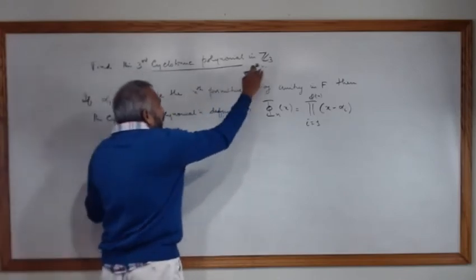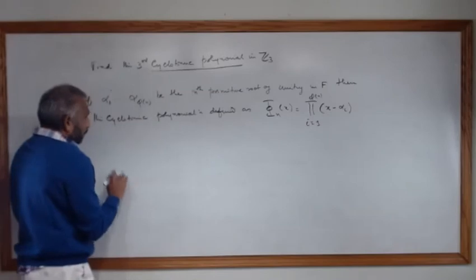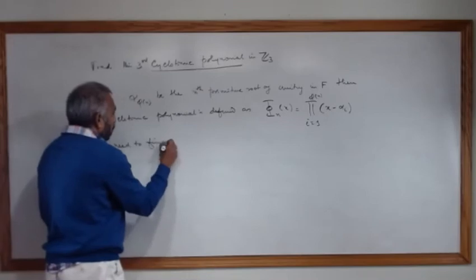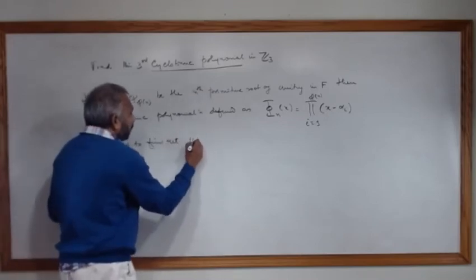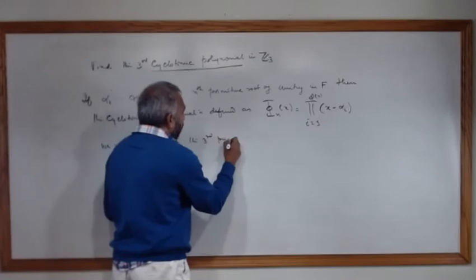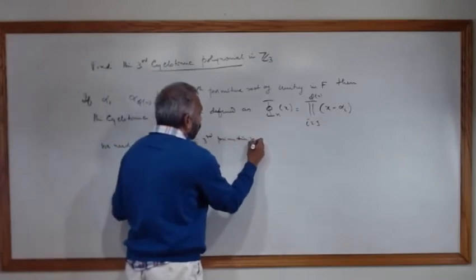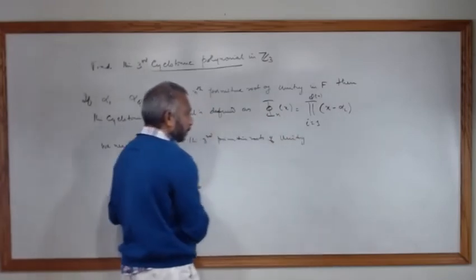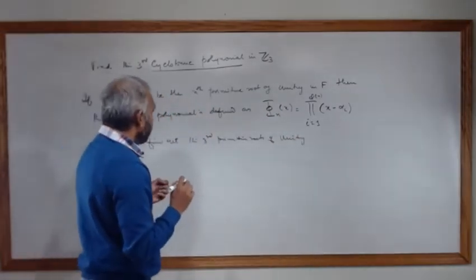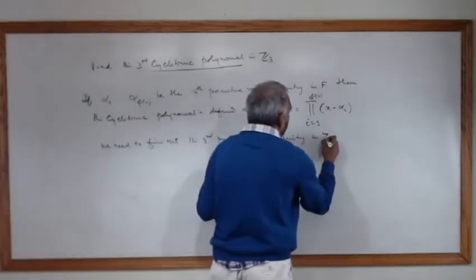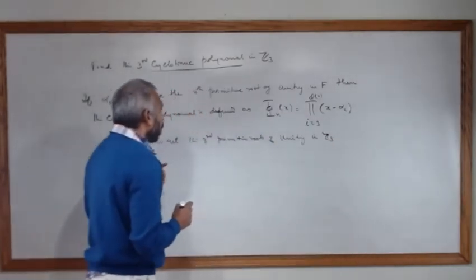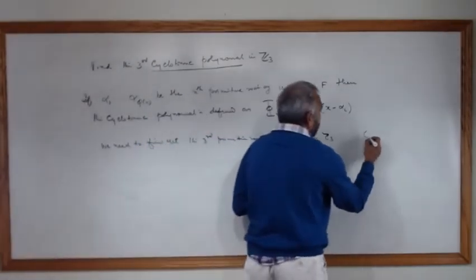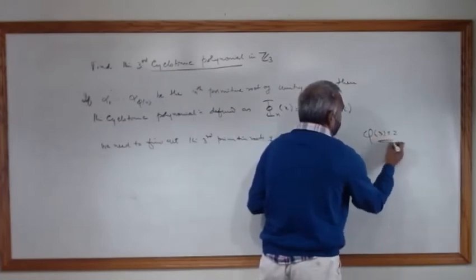So we need to find out the third primitive roots of unity in Z3. And how many of them are there? There are two, because phi of 3 is equal to 2.